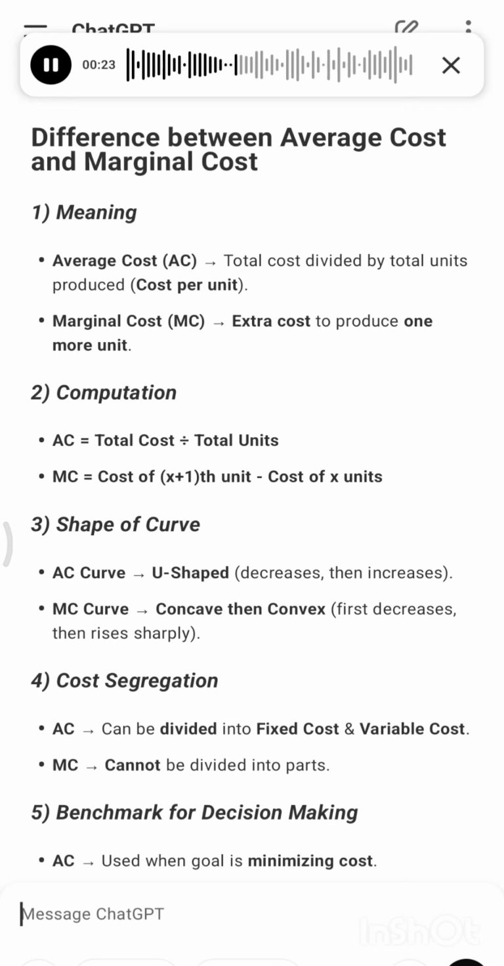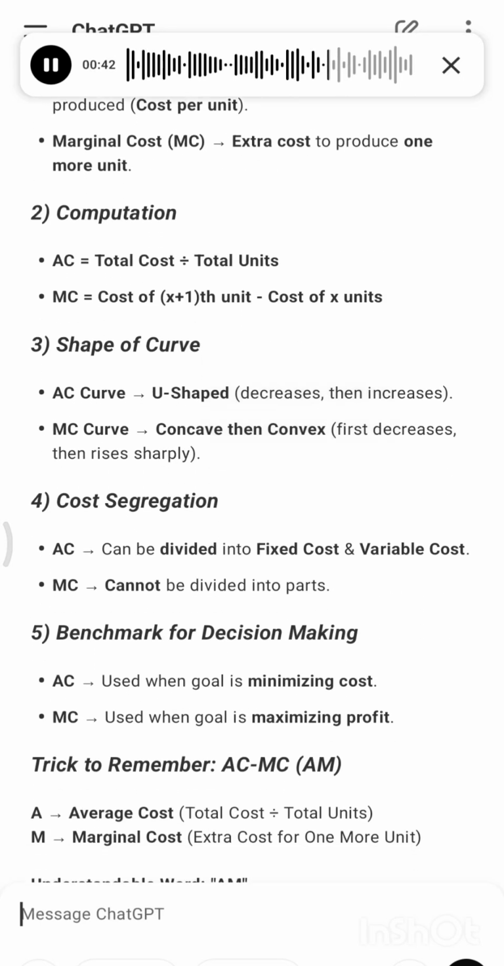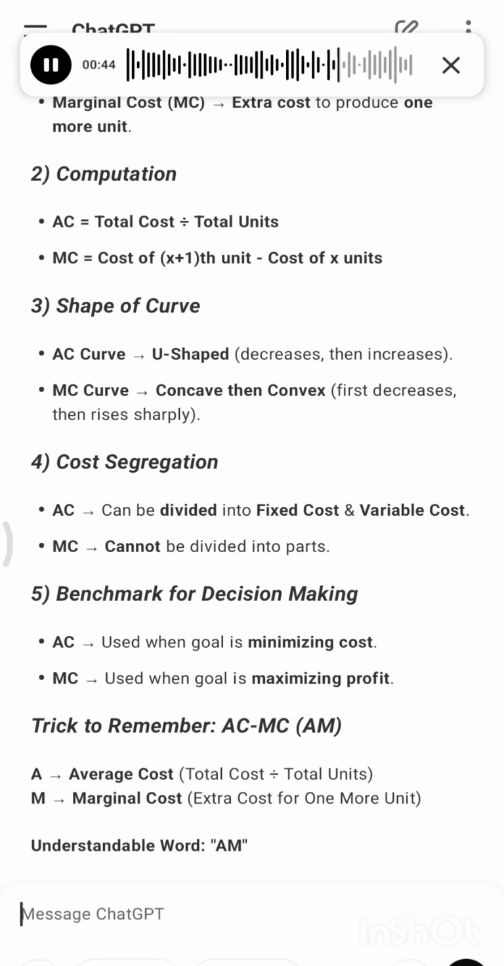3. Shape of curve. AC curve: U-shaped, decreases then increases. MC curve: concave then convex, first decreases, then rises sharply. 4. Cost segregation. AC can be divided into fixed cost and variable cost. MC cannot be divided into parts. 5. Benchmark for decision making. AC is used when the goal is minimizing cost. MC is used when the goal is maximizing profit.